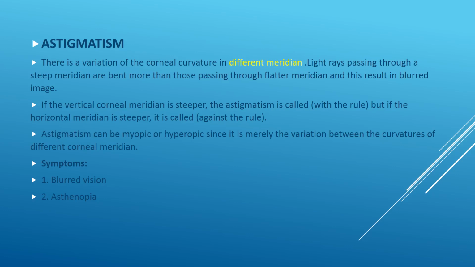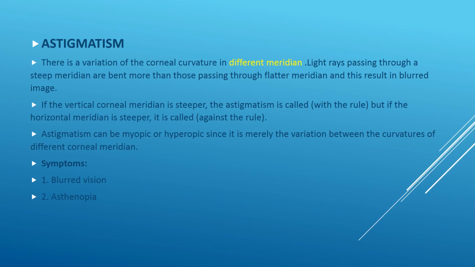Light rays passing through a steep meridian are bent more than those passing through a flatter meridian, and this results in a blurred image. If the vertical corneal meridian is steeper, the astigmatism is called with the rule astigmatism. But if the horizontal meridian is steeper, it is called against the rule astigmatism.